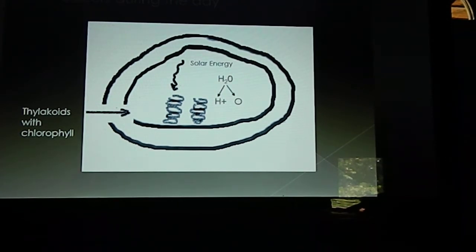And remember, the thylakoids have the chlorophyll, so solar energy hits the chlorophyll in the thylakoid, and when that happens, water is broken down, and hydrogen and oxygen are now available.